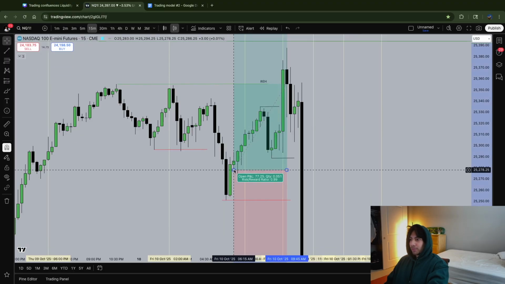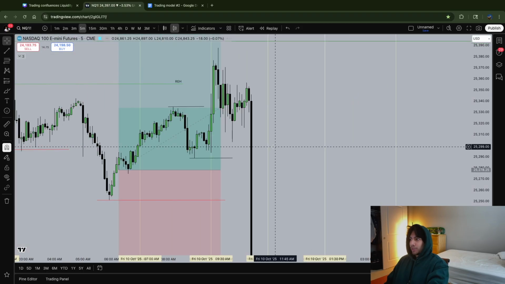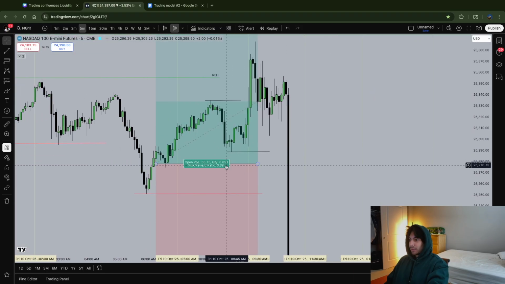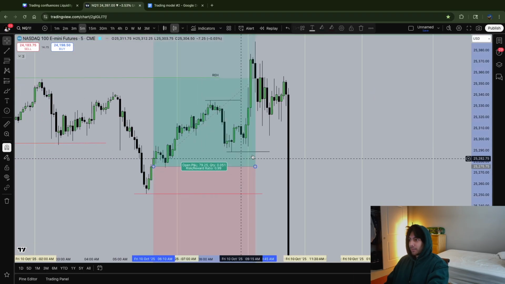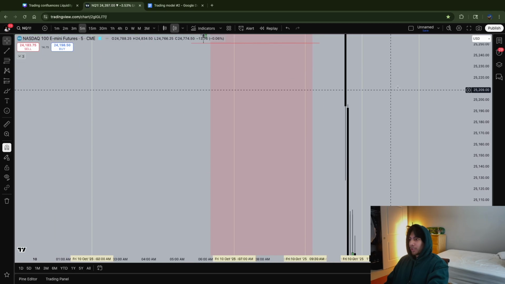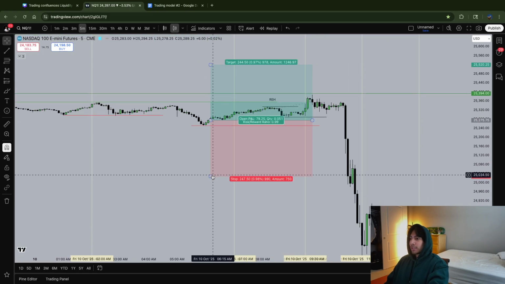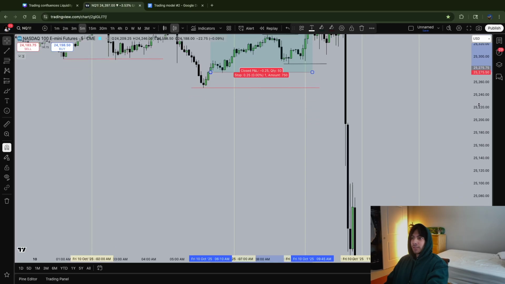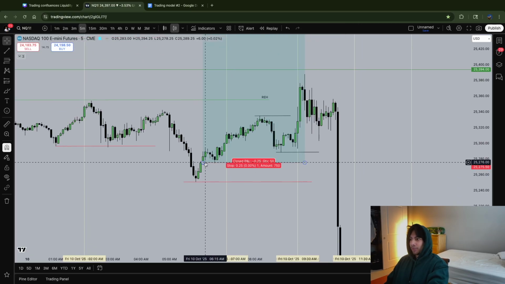15-minute retrace into a 5-minute gap right there. You have your stop below. This is just a trade you could have taken, right? Because this is a perfect market maker model. It's just in a different session.